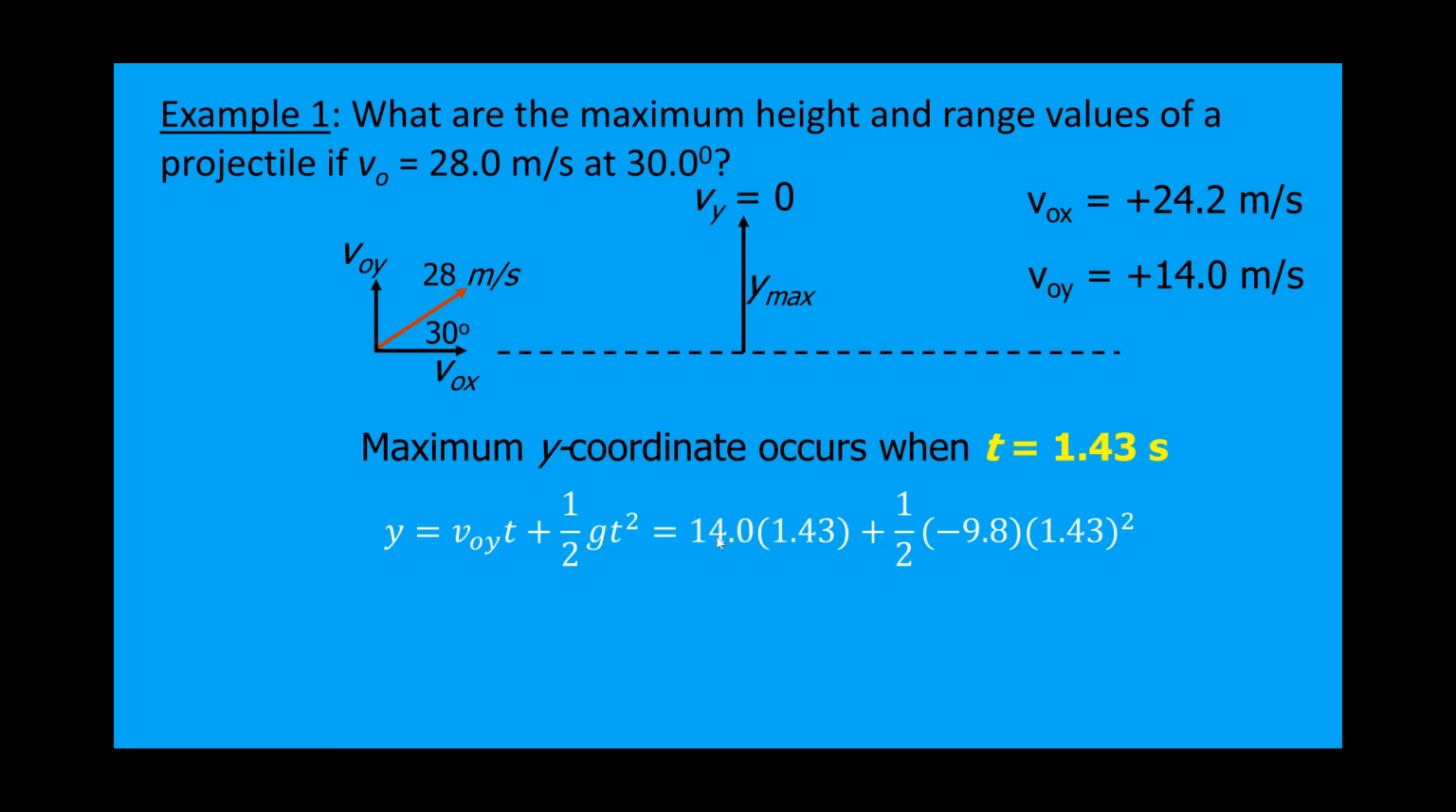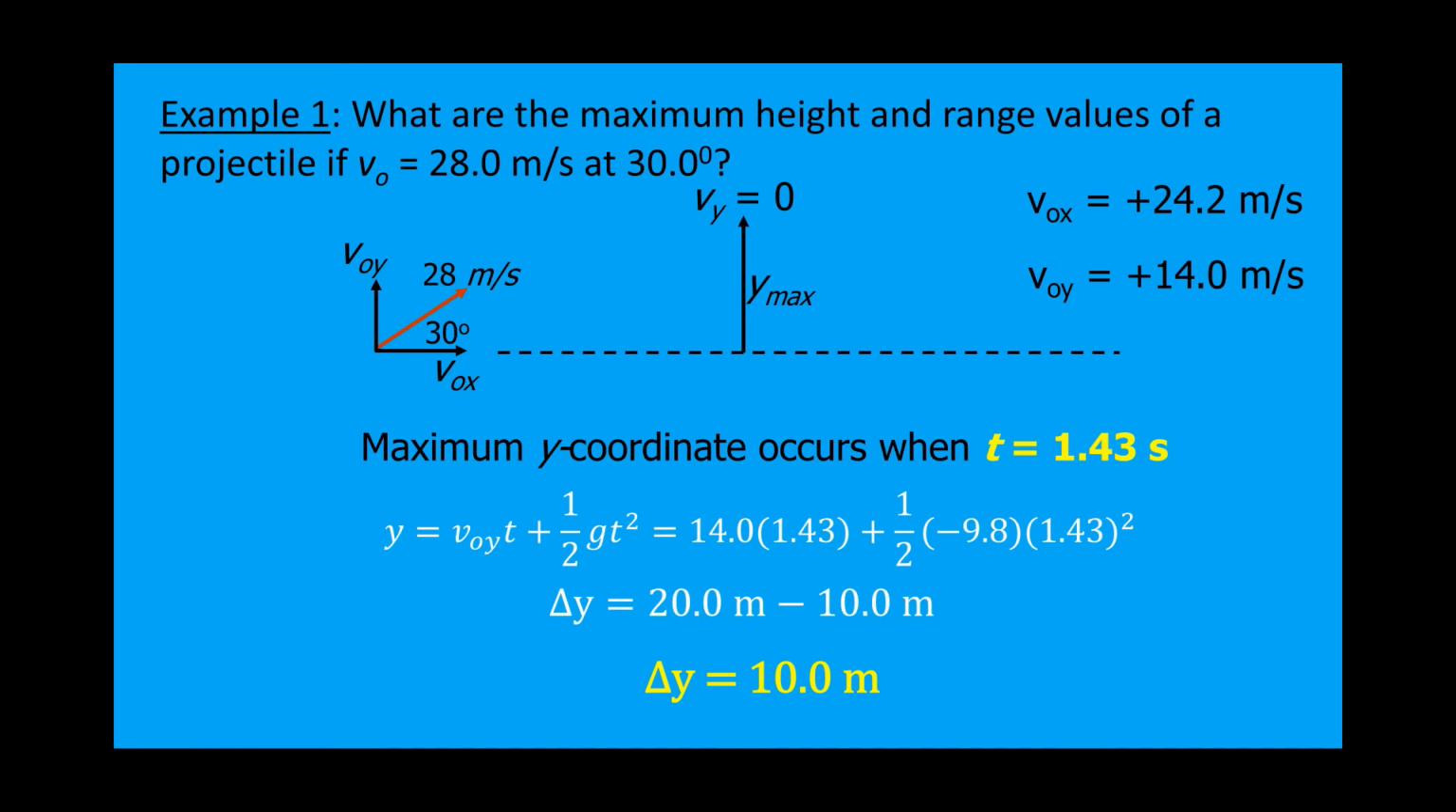So we just plug in the 14 for our original velocity, the 1.43 for time, the negative 9.8 for g, the 1.43 for time. On this part, make sure we square it. We just multiply and add all that together, and we should get that the height is 10 meters. So that would be the approach of using the time.